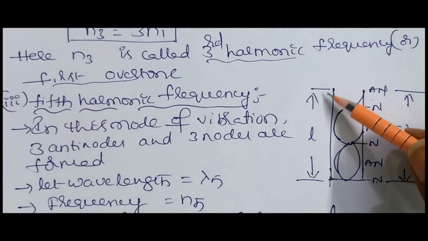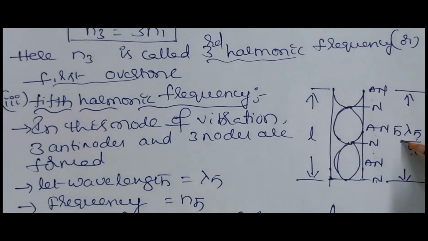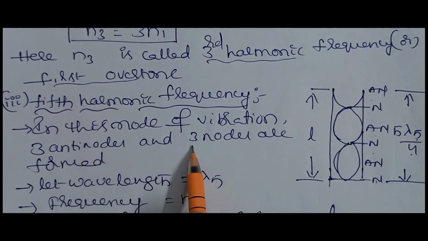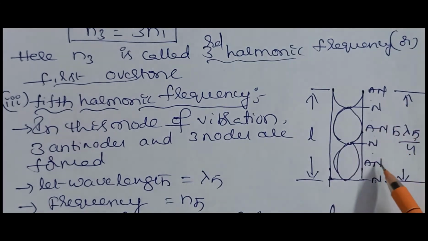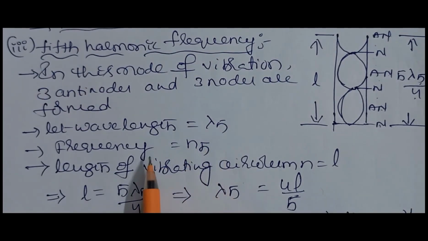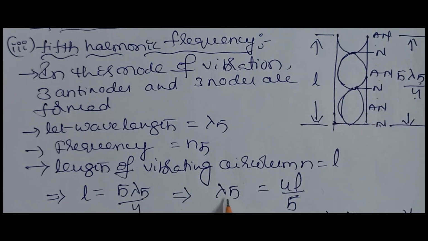So the length of the vibrating air column is L. So L is equal to this length, equal to 5 lambda 5 by 4. So in this mode of vibration, 3 antinodes and 3 nodes are formed: 1, 2, 3 antinodes, 1, 2, 3 nodes. So let the wavelength be lambda 5, frequency n5, and length of the vibrating column L. From the figure we can understand L is equal to 5 lambda 5 by 4. Then, by cross multiplication and simplification, 5 lambda 5 is equal to 4L, then lambda 5 is equal to 4L by 5.